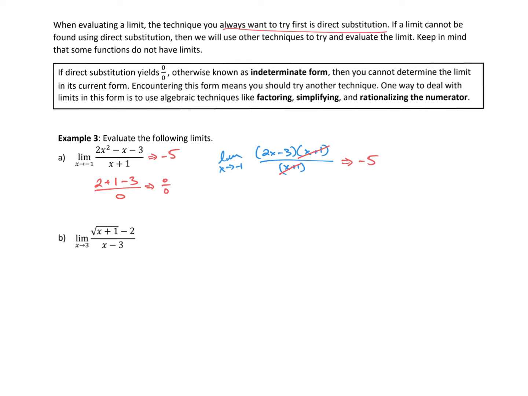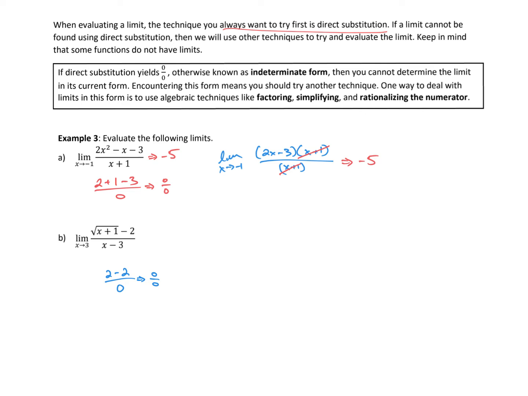All right. Let's look at part B. So I have this one as the limit as x approaches 3. What do we try to do first every single time? Substitute in. What do I get? I get 2 minus 2 over 3 minus 3, which is 0. So I get 0 over 0. So I get an indeterminate form again.